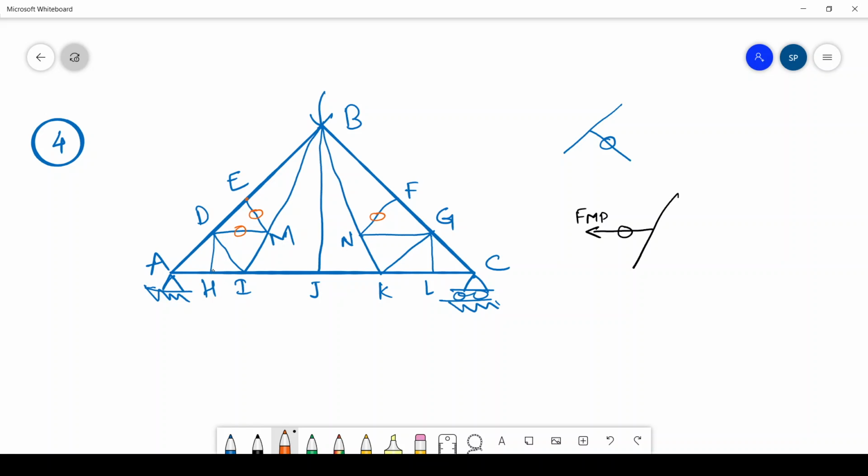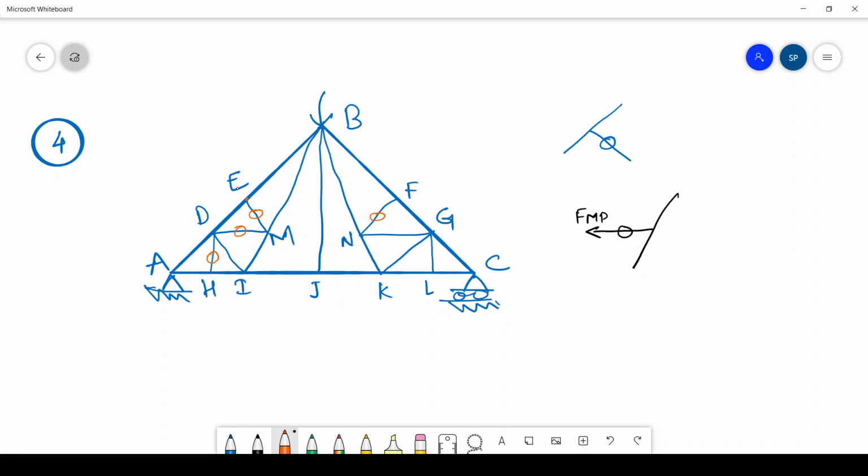If I go to joint H, this is an inverted T joint and there is no external force acting at H. So what is going to happen? This member force DH has to be 0, friends. Right? I hope you are following the things.